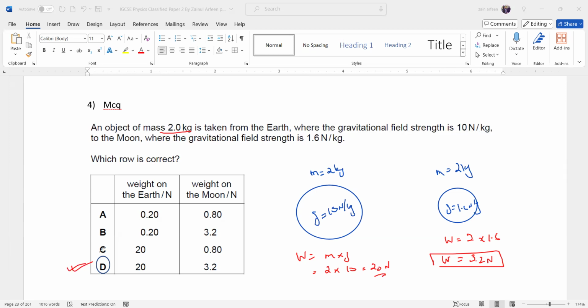So the idea is that the mass of an object remains the same. The mass of an object does not change throughout the universe as we move from one place to another, but the weight of an object changes. Mass will change if the number of particles changes. But if there is no change in the number of particles, the mass will not change.